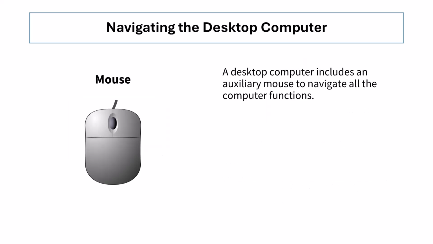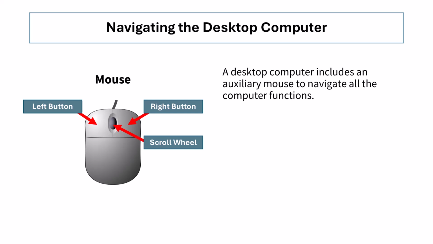If you are working on a desktop computer, you'll need a mouse to navigate all the functions. The mouse is connected to the computer either with a wire or a wireless Bluetooth feature. It is worth mentioning that an auxiliary mouse can also be plugged in or wirelessly connected to a laptop if you find this tool easier to use. The image here shows the locations of the left button, the right button, and the scroll wheel. So let's see how to use them.